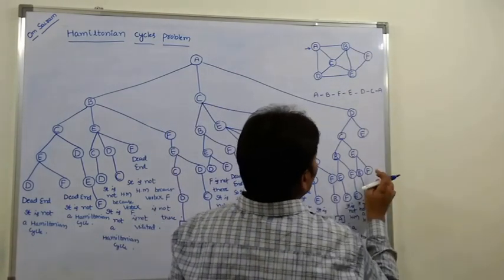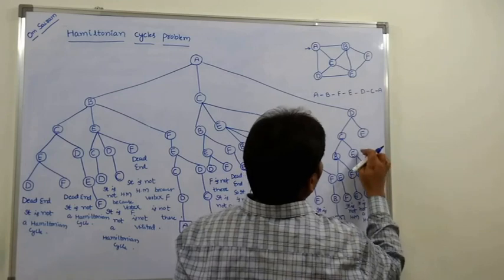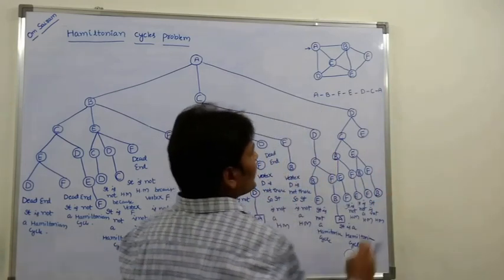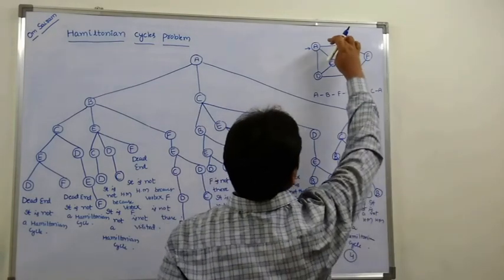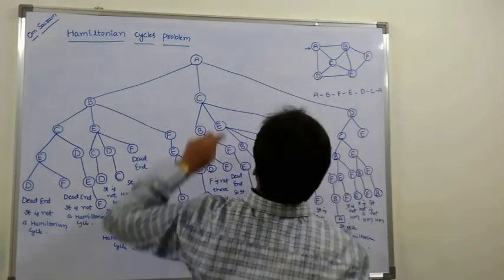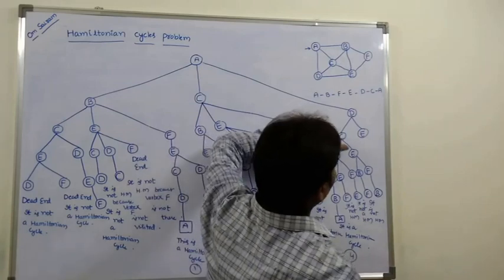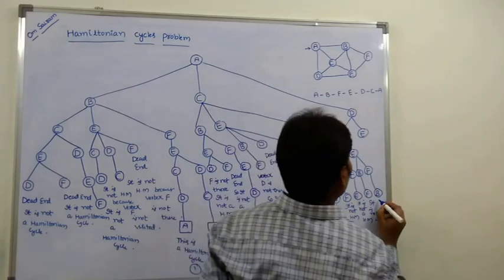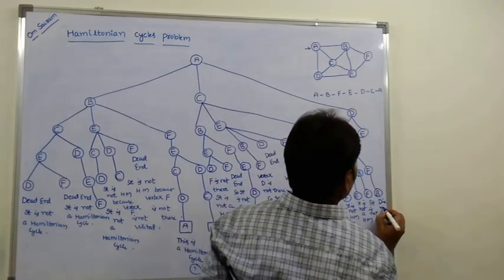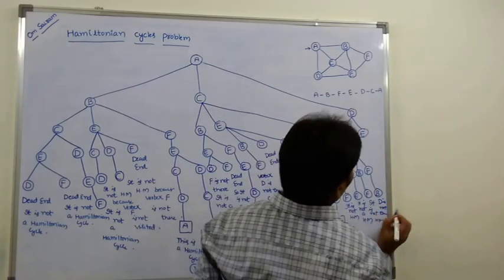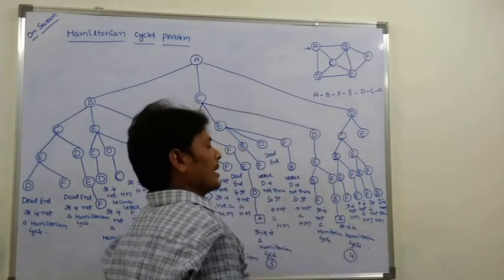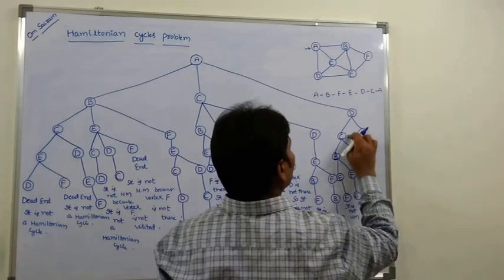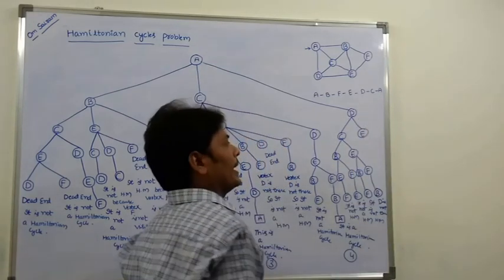B and E. So B, E already completed, but B is not there. Next, consider vertex B. What are the adjacent nodes for B? A, C, E, F. A is already completed, C is already completed, E is already completed, F is already completed, D is not there. So it is not a Hamiltonian cycle. Now backtrack to F, backtrack to E, backtrack to C, backtrack to D.